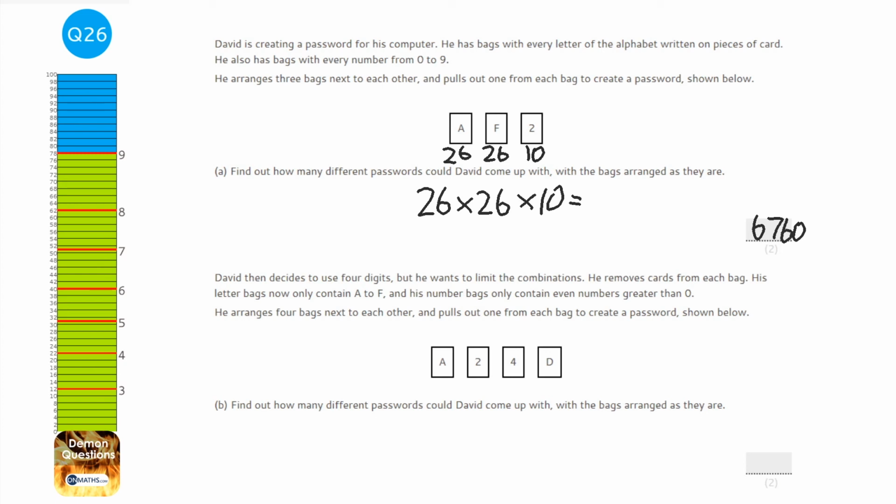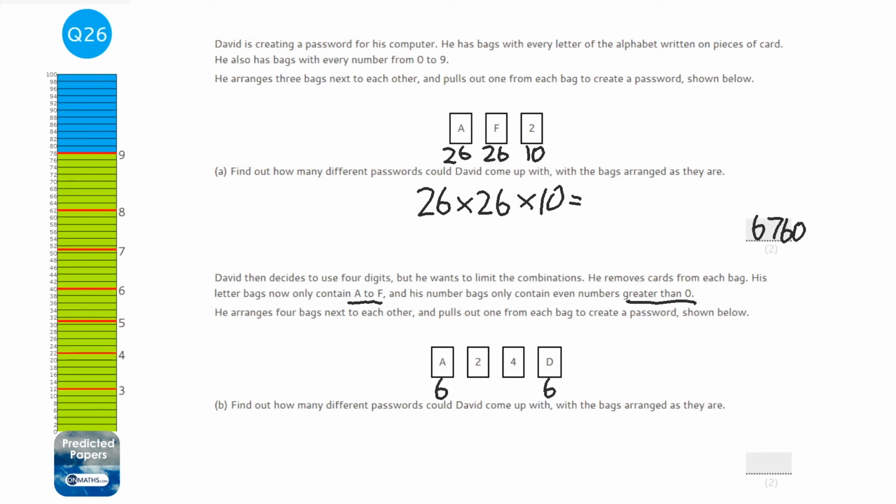This next one is, so he wants to use 4 digits, but limit the combinations. So we just got to read the question. His letter bags now contain the letters A to F, so that's A, B, C, D, E, F, which is 6. So these both will contain 6. And only contain even numbers greater than 0.